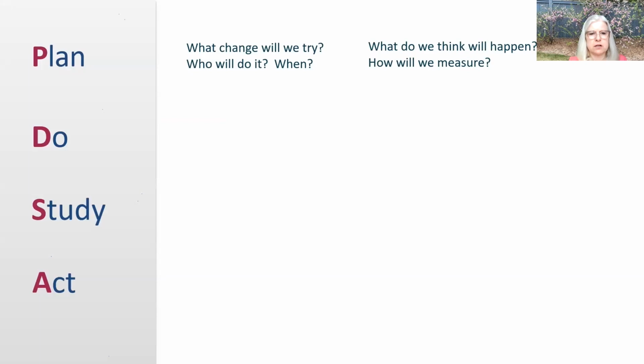So just a reminder, when we're doing a PDSA cycle, a plan, do, study, act cycle, the planning is, you know, what change are we going to try? And then you have to narrow down the details of it. Who's going to do it, when, why, where, for how long, all those sorts of things. And then who's going to measure, make sure you've done a pre-measurement. And then also, what's your prediction? What do you think will happen?